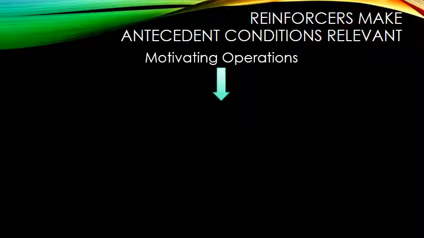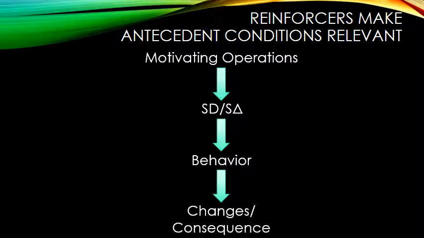So again, remember, motivating operations occur before the antecedent, behavior, and consequence part. In the presence of a motivating operation, a state of deprivation or satiation, then a discriminative stimulus or antecedent condition is presented, which is followed by a behavior, which is followed by a consequence. So again, the SD indicates that in the presence of the behavior, then some consequence will occur. If that consequence occurs repeatedly over time, then we'll be more likely to engage in that behavior when the SD happens.